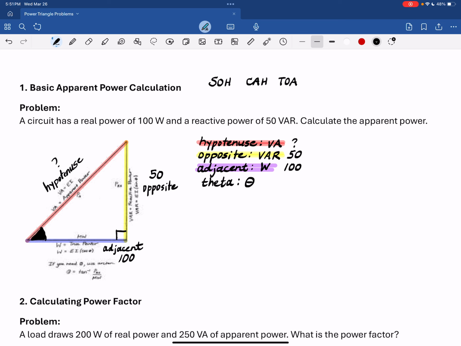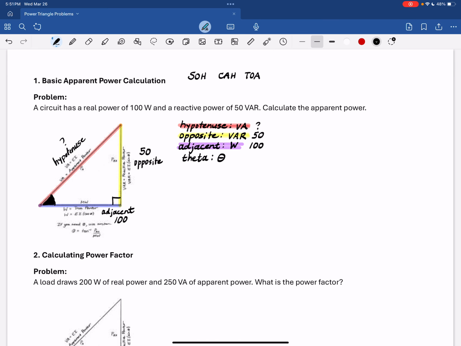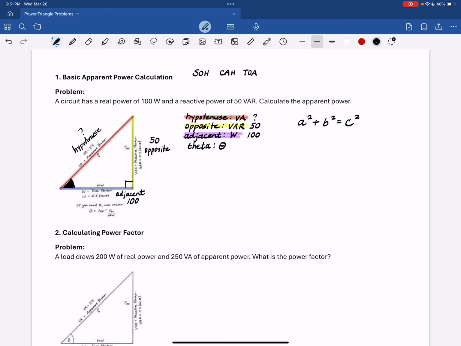So given the two legs of this triangle, I can use Pythagorean theorem to find the hypotenuse. And Pythagorean theorem is a squared plus b squared equals c squared. And then we just have to substitute some variables. I'm going to use 50 for a. It does not matter because we're adding up this amount.